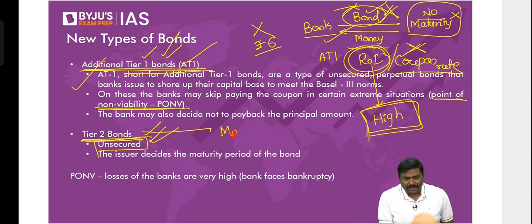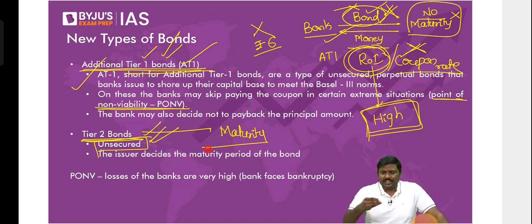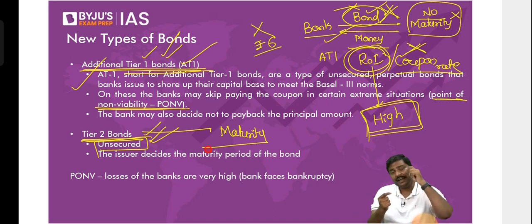Tier 2 bonds have a maturity period. Remember this. Tier 2 bonds have a maturity period. Right? What is the meaning of maturity period? When the bonds are issued, the bank is saying the bond will have a maturity period of 3 years, or 5 years, or 8 years. Right? So that is the specific feature which differentiates additional tier 1 from tier 2.